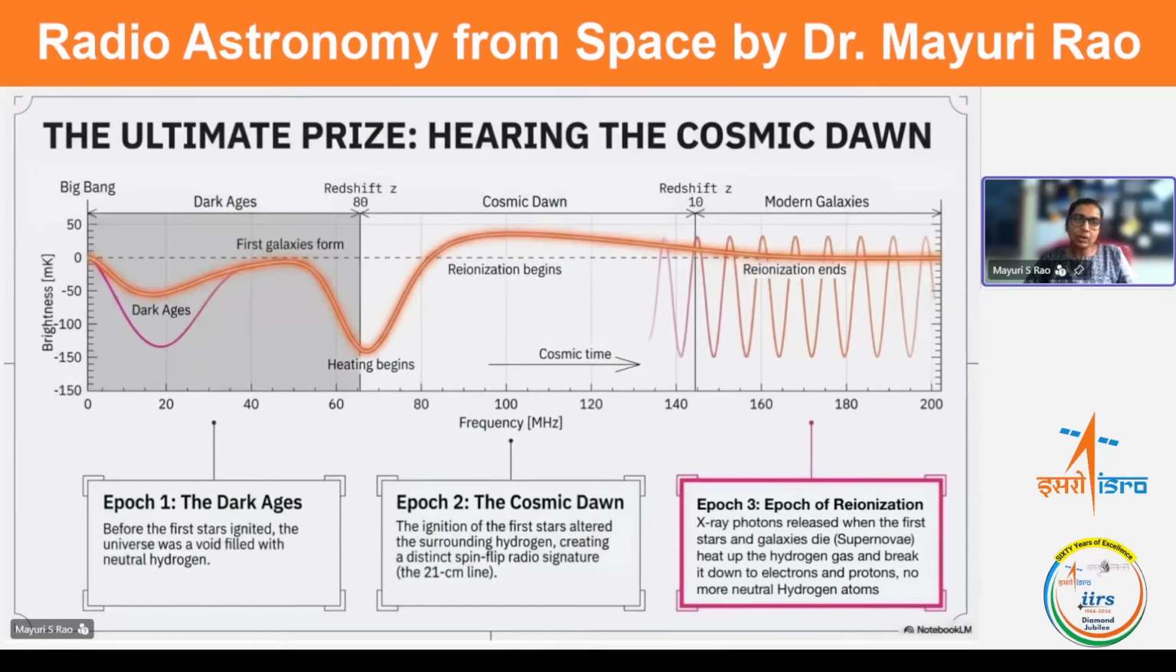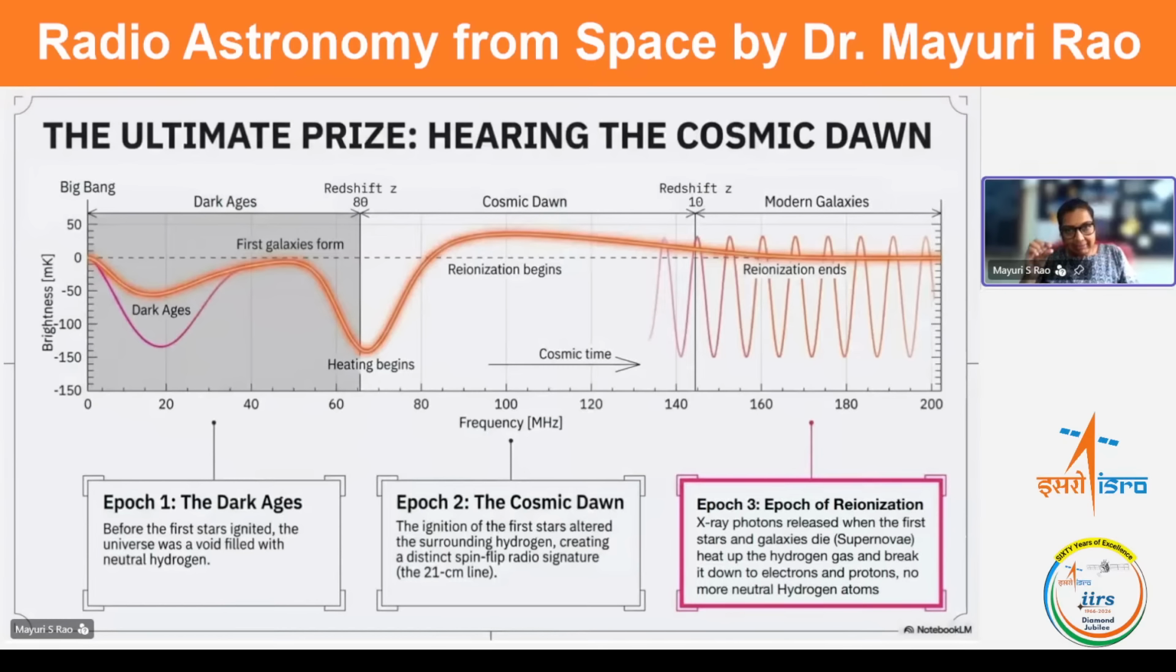Okay, and preceding the cosmic dawn is a period called the Dark Ages, and after the cosmic dawn is reionization. So this entire period is something that we can study using the 21 centimeter line from hydrogen, and this is a very, very powerful tool.